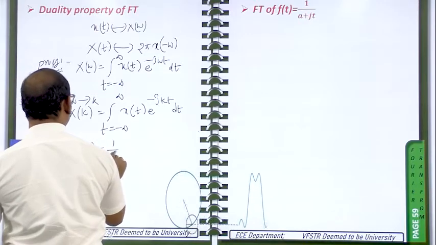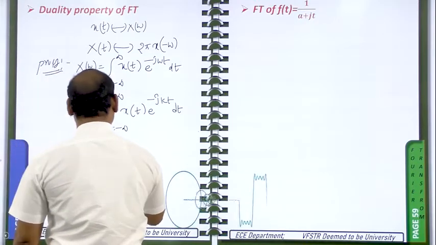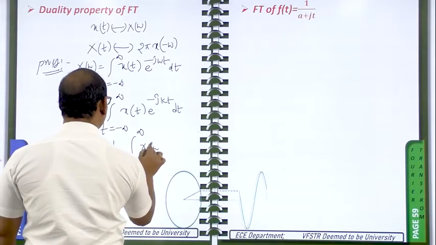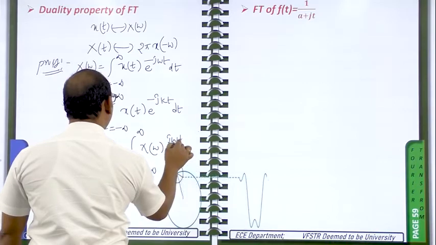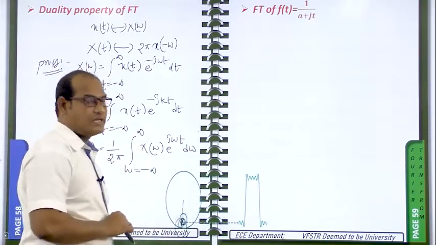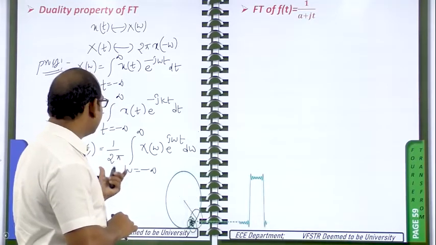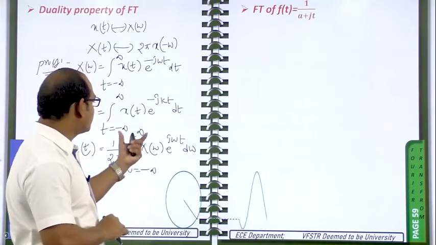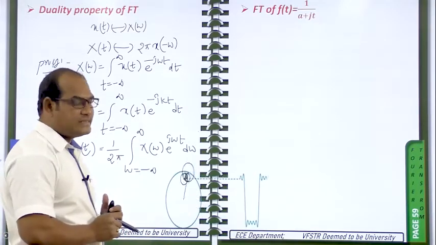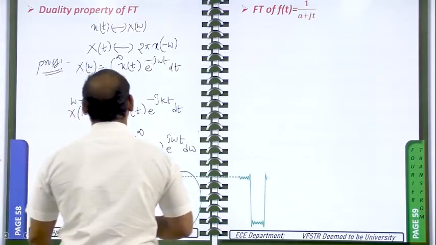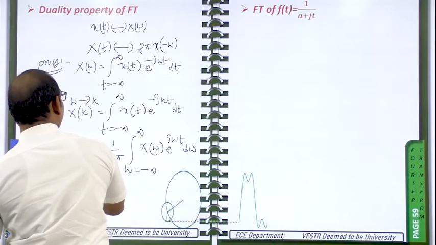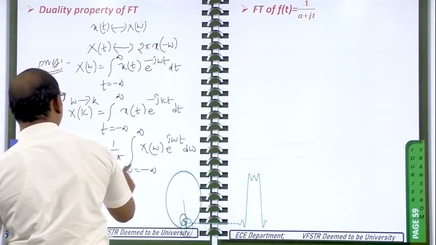It is nothing but 1 by 2 pi integral, omega from minus infinity to plus infinity, capital X of omega e power j omega t d omega. This is the inverse Fourier transform actually. x of t is equal to 1 by 2 pi integral, omega from minus infinity to plus infinity, X of omega into e power j omega t. Okay, then this x of t I am taking as this particular line.